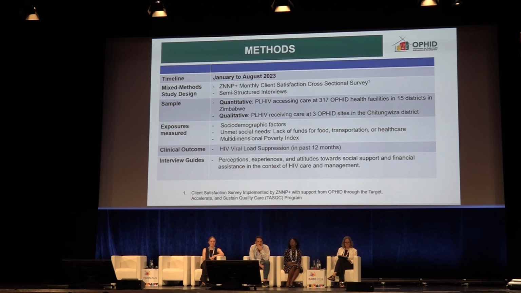On multi-dimensional poverty, we measured poverty along 3 dimensions. We looked at health, the living standard, and education. We also included questions on unmet social needs, savings, and the sociodemographics across 317 health facilities in 15 districts of Zimbabwe. Qualitatively, we administered semi-structured interviews to 30 eligible participants in 3 selected facilities in Chitungwiza.